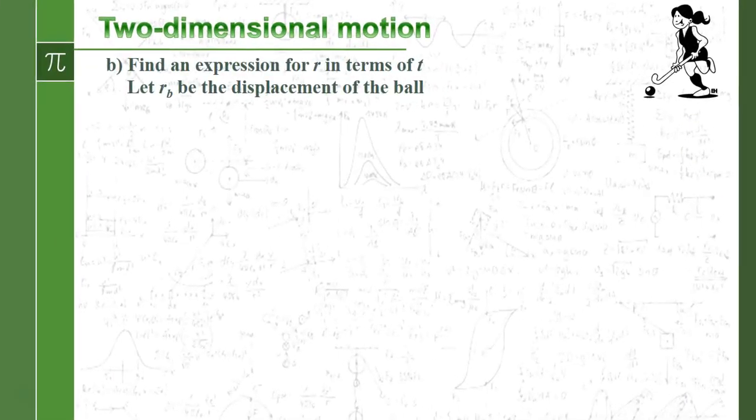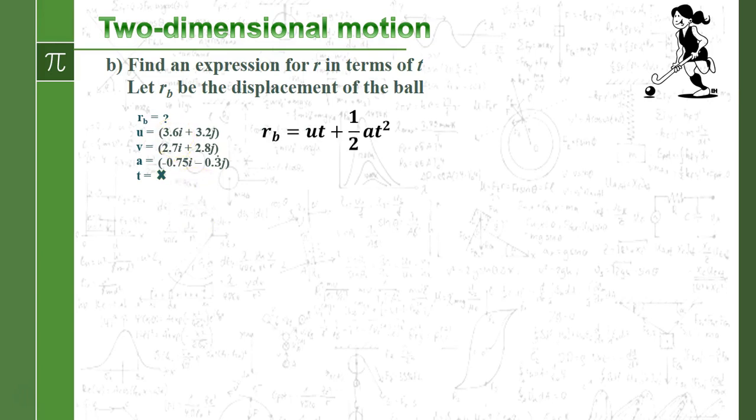Right, that's the first bit. Now we've got to find an expression for r in terms of t. We're going to call rb the displacement of the ball, so rb is the thing we're looking for. Here's the information we had previously: there's the acceleration from the last question, and t we don't know. But we're going to use t in this equation, so let's use displacement is ut plus half at squared.